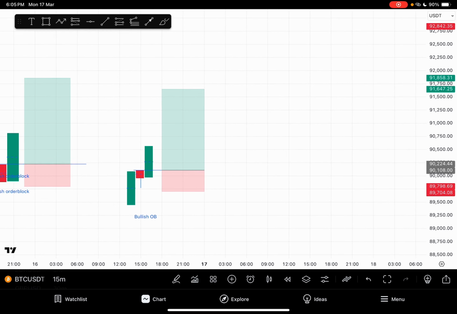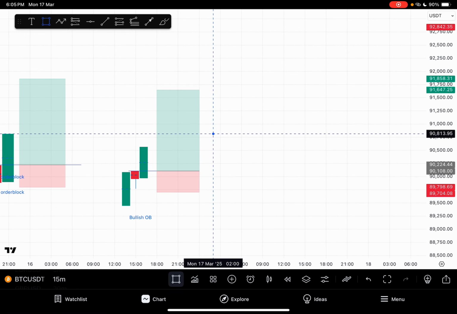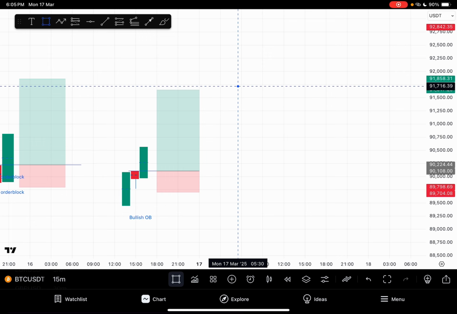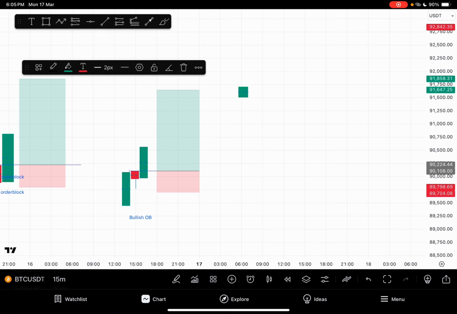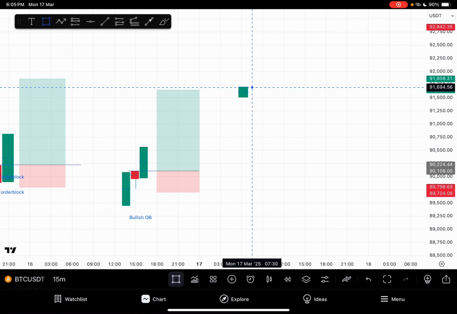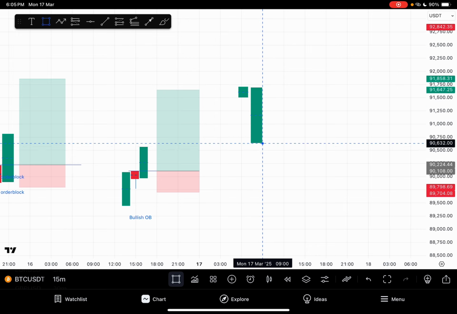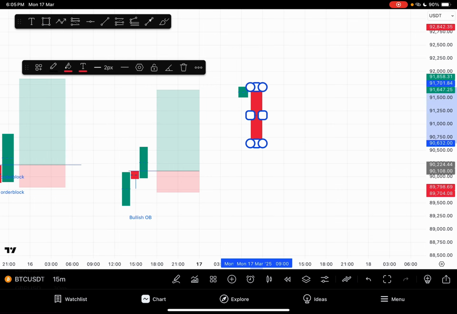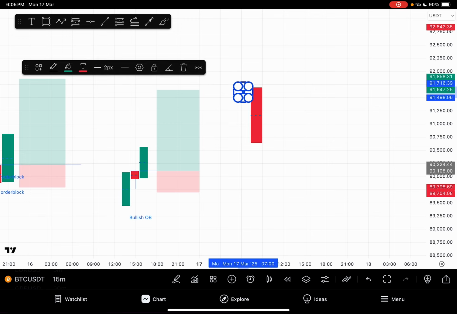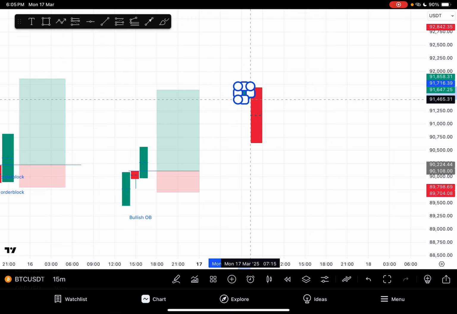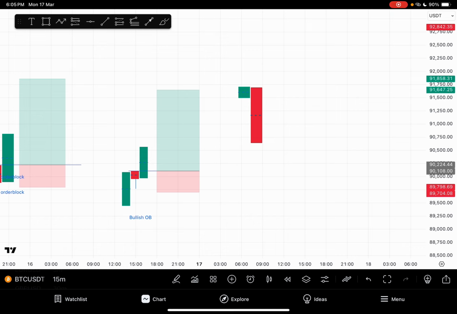So now for a bearish order block, we see a green candle, then followed by a red candlestick in this manner. And note the red candle must be bigger than the green. For a bearish order block, the red candle must be bigger than the green.